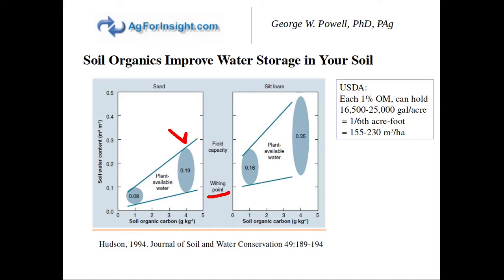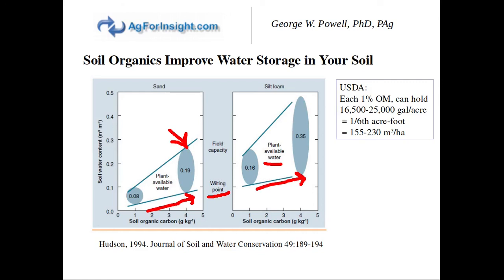The upper blue line represents field capacity, which means all the water storage is occupied in the soil. Any excess water beyond that doesn't provide any benefit to plant growth. And so between field capacity and the permanent wilting point, you have what's referred to as plant available water. And so in either a sand soil or silt loam soil, going up by just 0.3 of a percentage point of soil carbon, from 1 to 4 grams per kilogram in the soil, you're seeing a doubling with both types of plant available water.